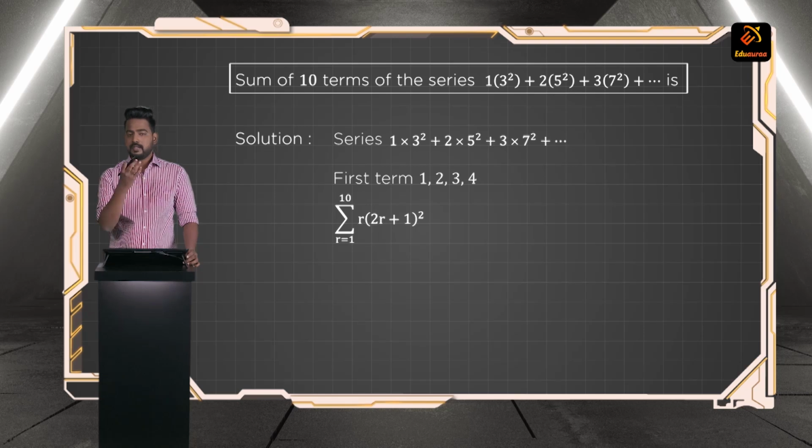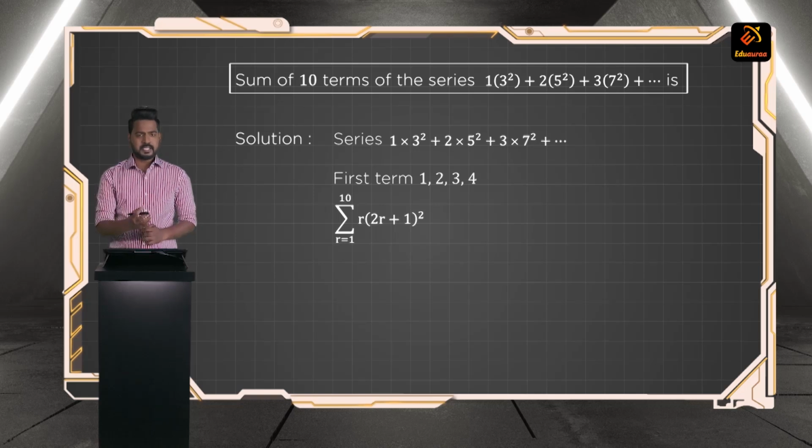So I am calculating the terms correctly. Moreover, there should be square, because it is 3 square, 5 square, 7 square and so on. So I have written the terms in terms of R, in terms of summation.